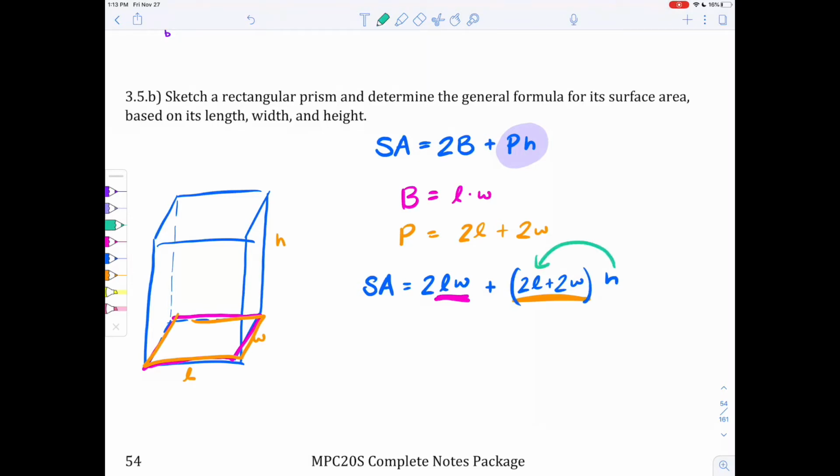So we can distribute this h to both of the terms inside my brackets to give me my surface area as 2 length times width, plus 2 length times height, plus 2 width times height. And there we have it.